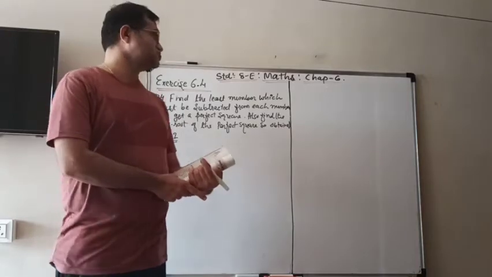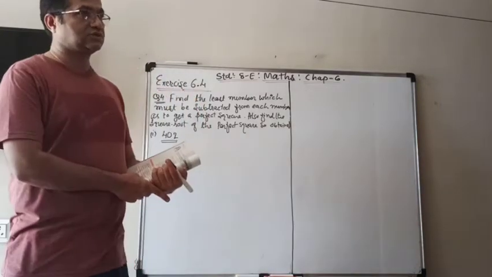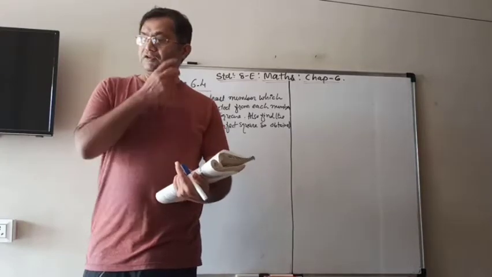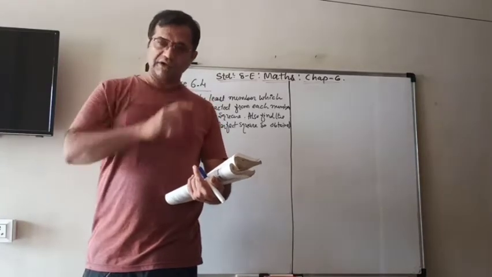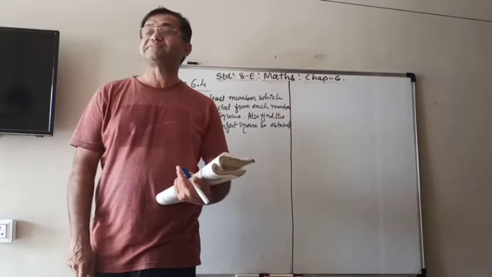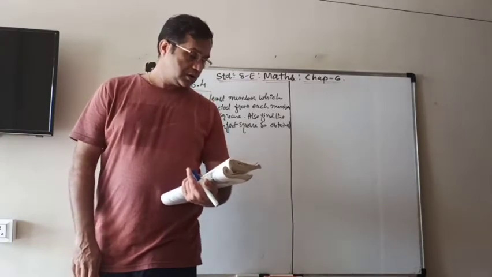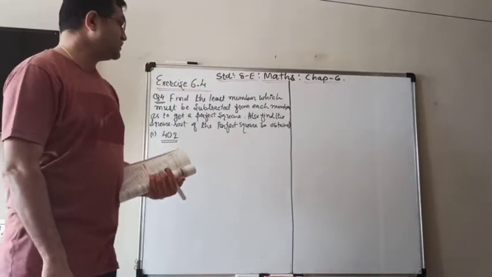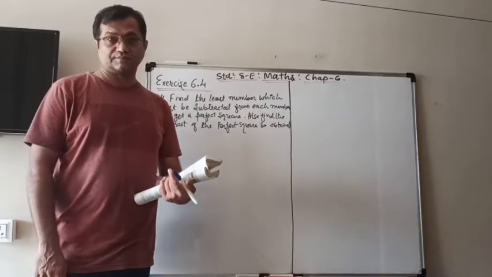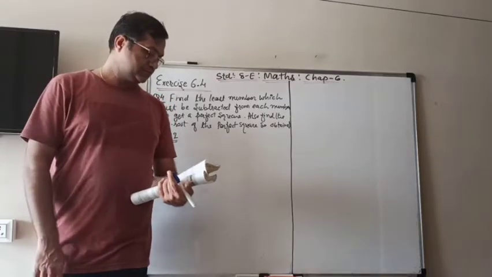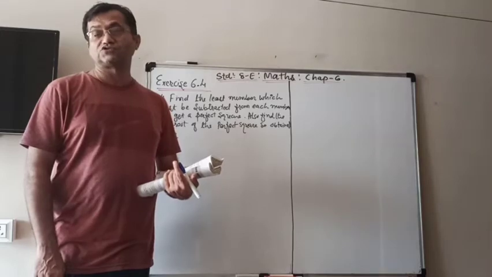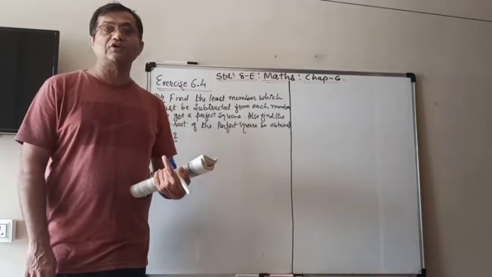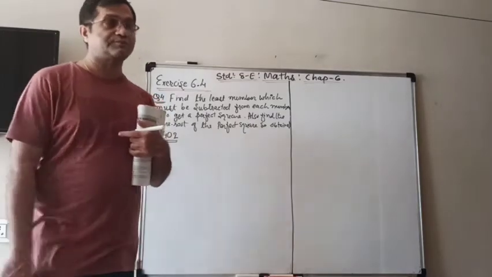Standard 8, chapter number 6, squares and square roots, in which we are busy with the final exercise. Now question number 4: find the least number which must be subtracted from each of the numbers so as to get a perfect square. And also we have to find the square root of that number.